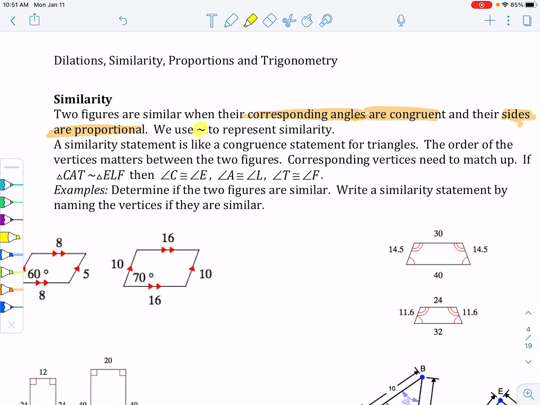We use this symbol right here, called a tilde, to represent similarity. Just so you know, on your keyboard, it's above your tab button, just below your escape button. You have to hit shift to get to it.